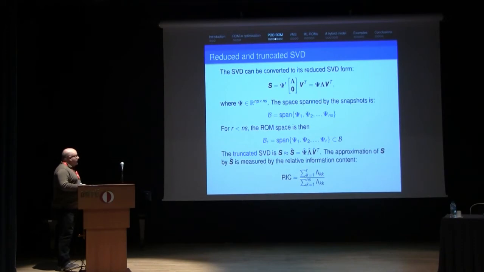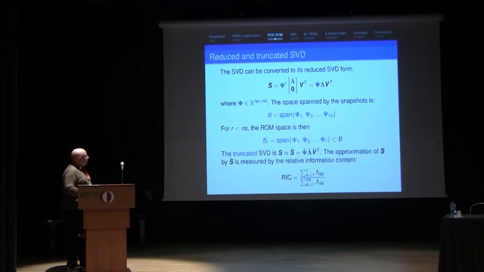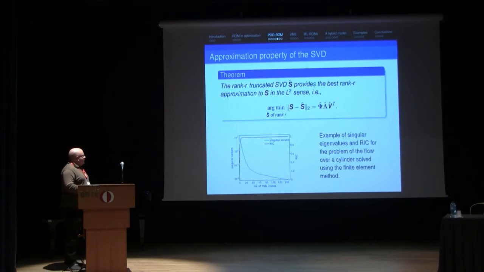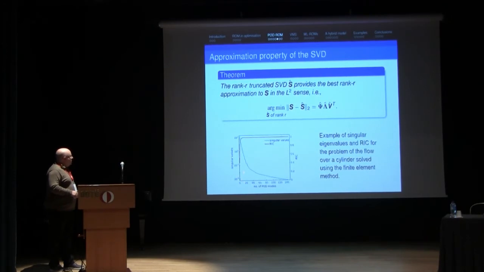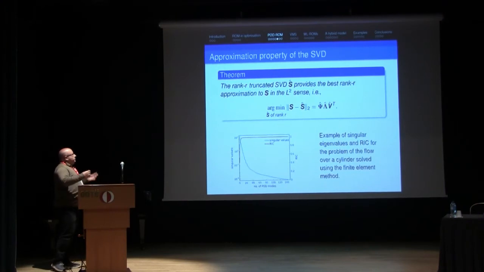In fact, the quality of the approximation of this space with respect to the space spanned by the snapshots is measured by a quantity called the relative information content, which is nothing but the sum of the singular values up to R, the dimension of the reduced space, divided by the sum of all the singular values. And the amazing thing is that that number goes to 1 very quickly. So this is an example of singular values and the relative information content for the problem of the flow around a cylinder, solved using the finite element method. For this particular case, you see that using just a few POD modes, you get a relative information content very close to 1. So that gives us some theoretical ground to know that what we are doing makes sense.